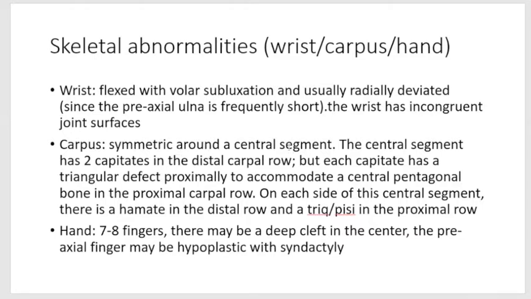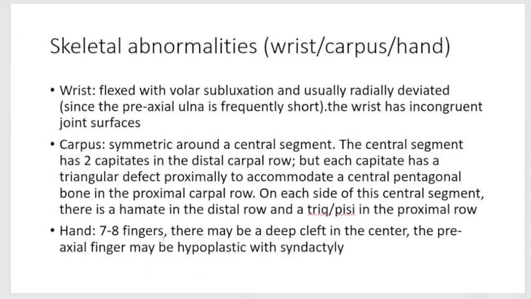What we call the central segment of mirror hand is very interesting because the central segment has two capitates in the distal carpal row, but each capitate will have a triangular defect proximally to accommodate a central pentagonal bone in the proximal carpal row. Now, on each side of the central segment, there will be a hamate, one hamate on each side in the distal row, and a trapezoid-shaped pisiform on each side in the proximal row.